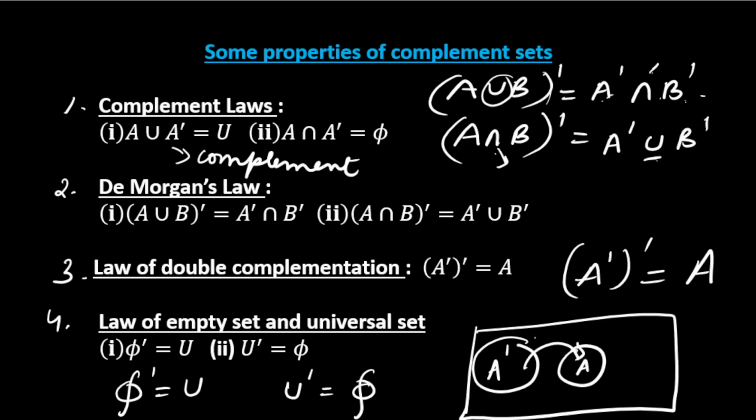So let's do the exercise now. I'm going to start exercise 1.5, and these concepts, the De Morgan laws, complement laws, law of double complementation, law of empty set and universal set, are a few properties which we will use, and also complement we are going to use in this exercise. So let's start. In the first question of exercise 1.5, the universal set is given, then set A and set B are given to us, set C is also given. We have to find these.